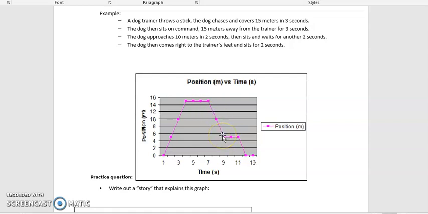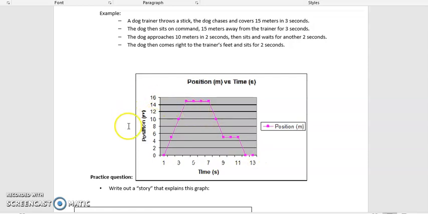So again, we have to do everything in relation to where we were. So 15 meters away and then moving 10 meters, we know that we're moving 10 meters from this 15-meter point. So this would be 10 meters, making us at a position of 5 meters away. And this tells us that it took 2 seconds. We then sat and waited for another 2 seconds. So if the dog sat and waited for 1, 2 seconds, it's not moving. The dog then comes right to the trainer's feet, so all the way back to our position of 0, and then waits for 2 seconds.